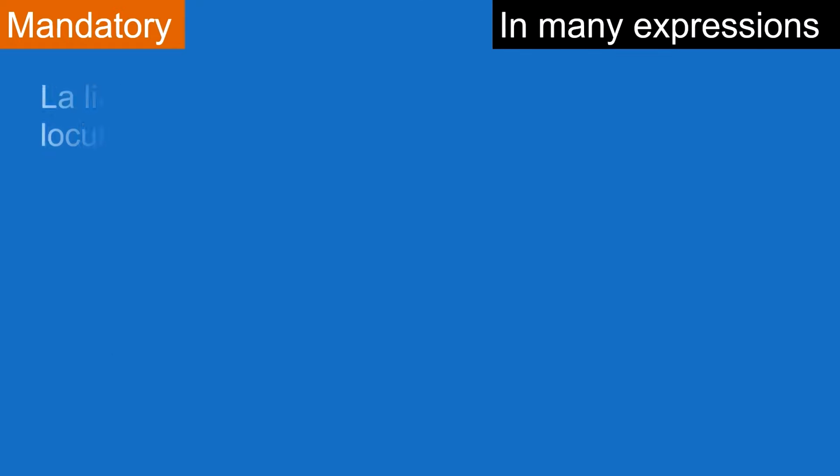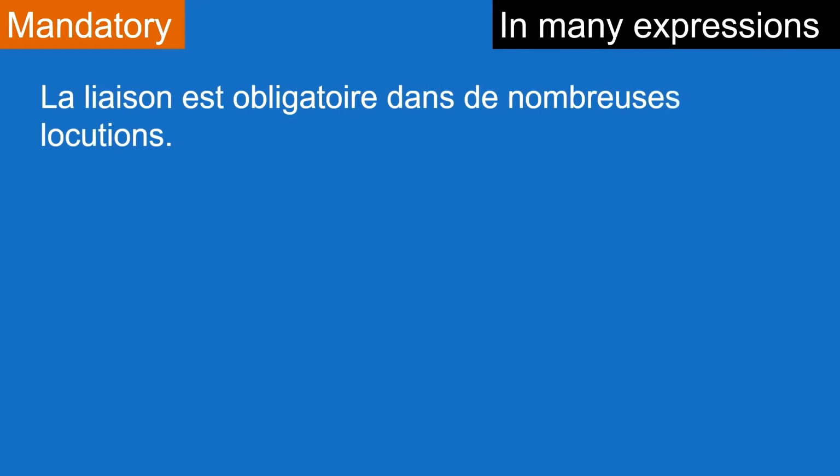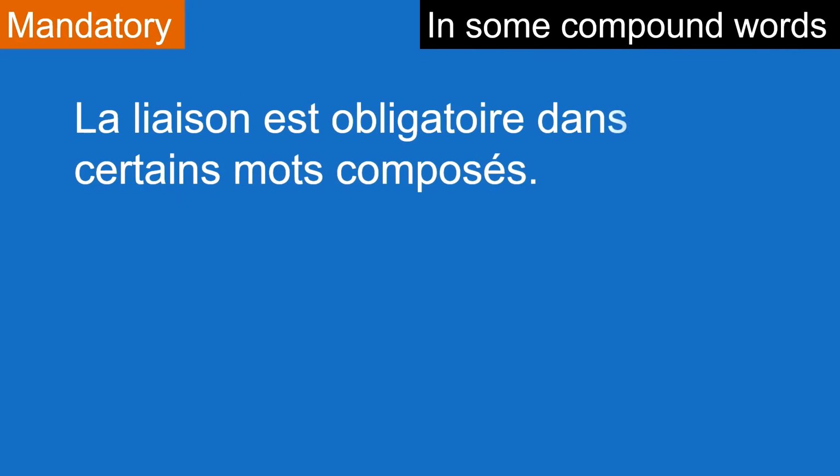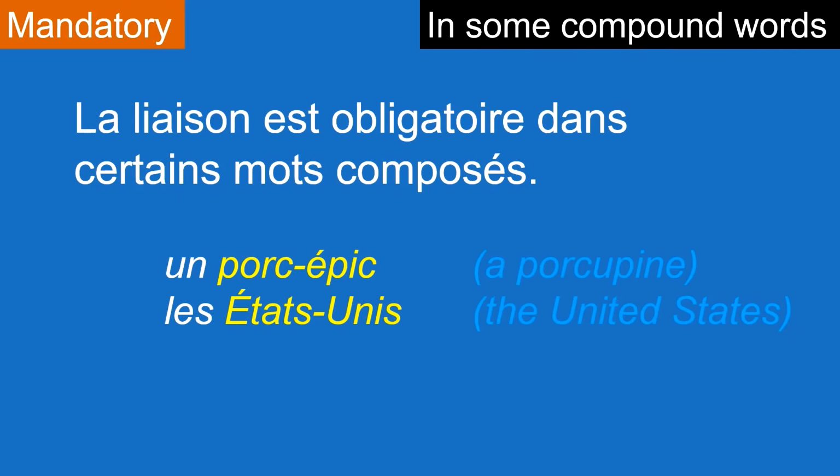La liaison is mandatory in many expressions. De temps en temps, d'ores et déjà, de plus en plus, petit à petit, tout à coup, de haut en bas, droit au but, quant à elle. And finally, la liaison is mandatory in some compound words. Un porc-épic. A porcupine. Les États-Unis. The United States.